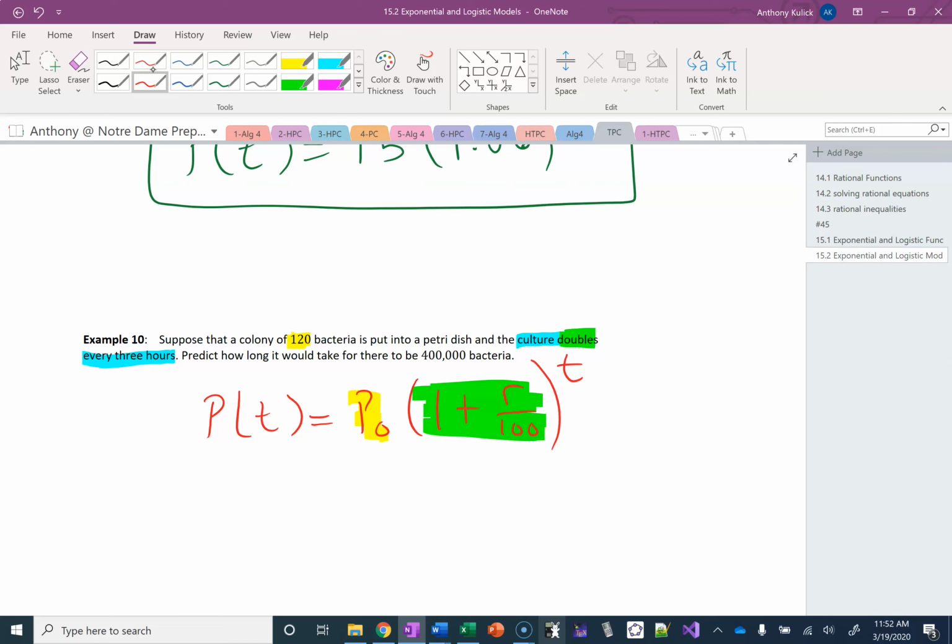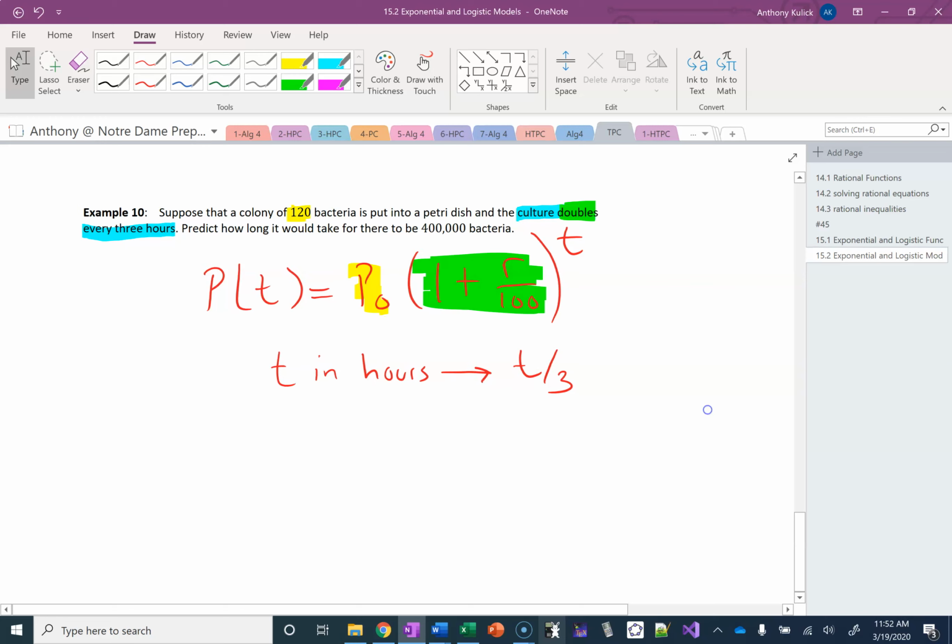Before we do that, though, we should pick our value for t. Since this is happening every 3 hours, let's say t is measured in hours. And since 1 hour is less than 3 hours, I'm going to be getting a divisor, so we'll write t over 3. So let's put this all together now. P of t is 120 times 2 to the t over 3.